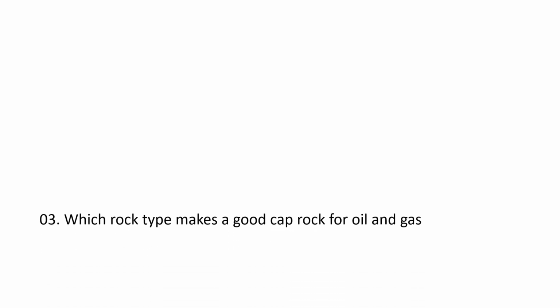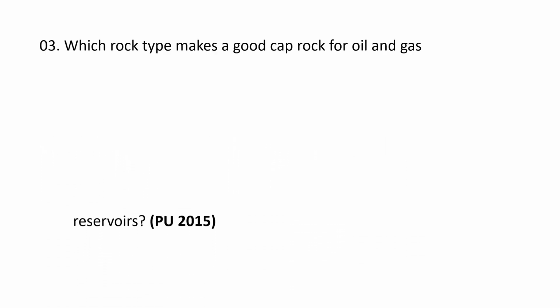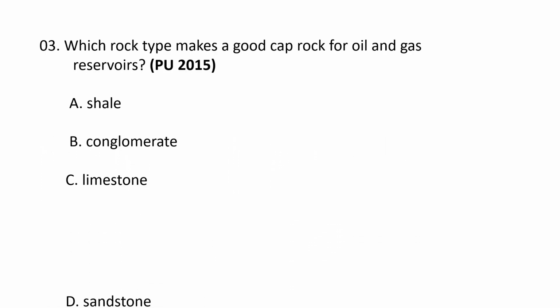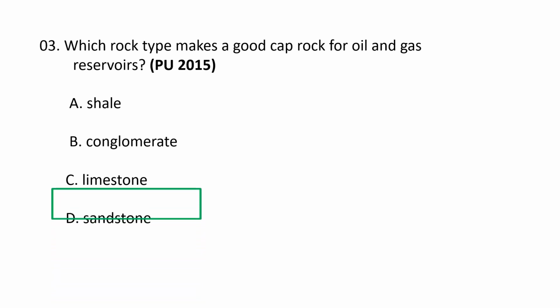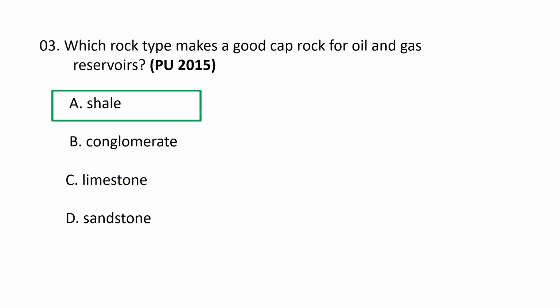Next question. Which rock type makes a good cap rock for oil and gas reservoirs? The choices are A. Shale, B. Conglomerate, C. Limestone and D. Sandstone. The rock type which makes a good cap rock for oil and gas reservoirs is shale. Due to its low permeability and fine-grained nature, shale is a common and effective cap rock, which acts as a barrier to prevent hydrocarbons from migrating upwards. A, Shale, is the correct option.